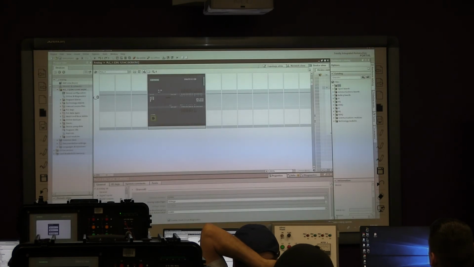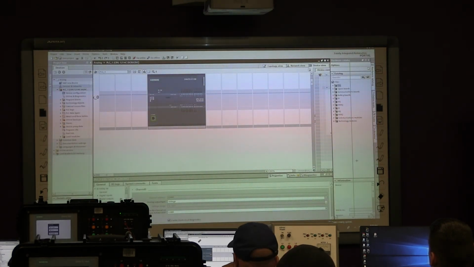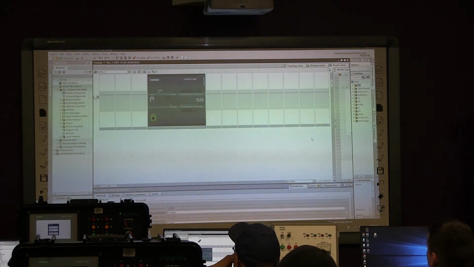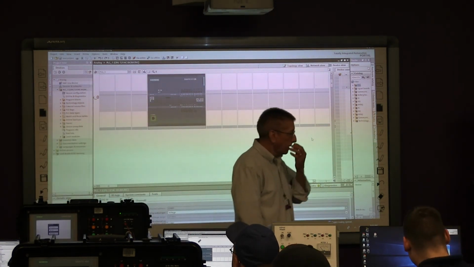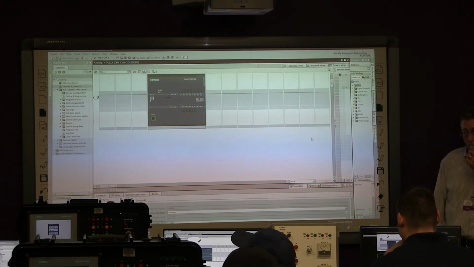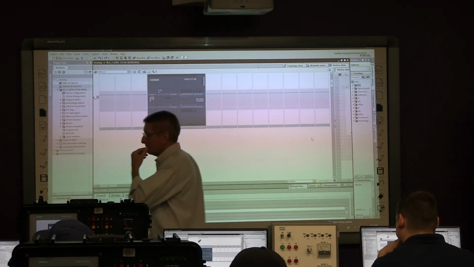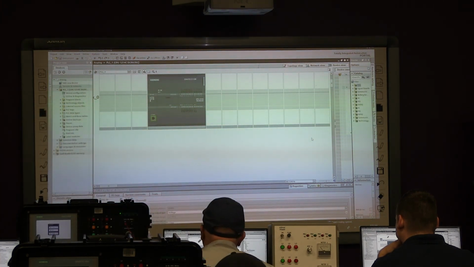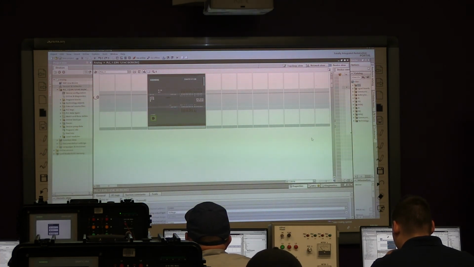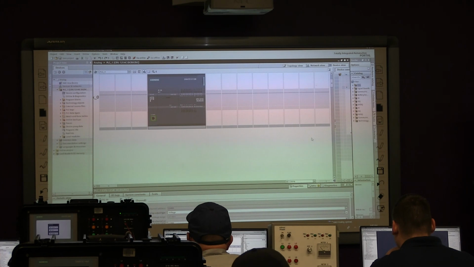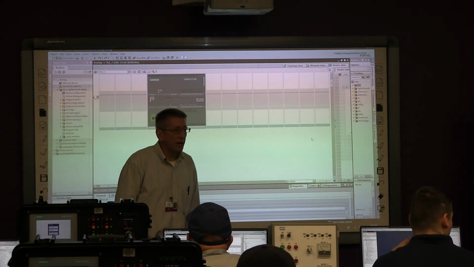Let's see, PIA. Go ahead and create a function and call it analog. Do a function, not a function block, just a function.